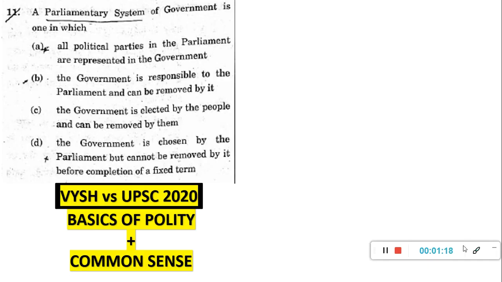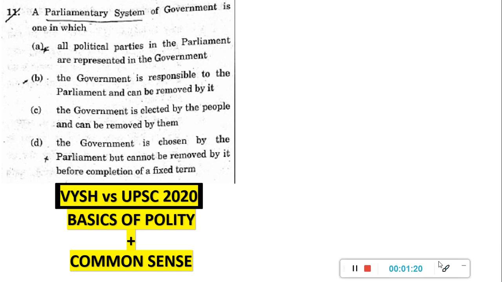So today's questions, there are many silly questions and many controversial questions also. I'll tell you everything, like how many coaching institutes told the wrong answer. Finally, when the answer key came, it was the right answer, which we actually told correctly when we were doing the Vysh versus UPSC video. So here again, a silly question.